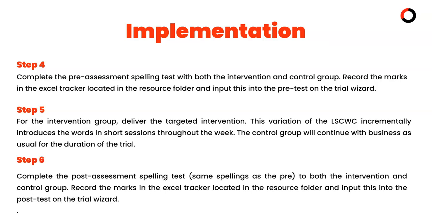And step 6, at the end of the 6 weeks, complete the post-assessment spelling test, which is the same as the pre, to both the intervention and control group. Record the marks in the Excel tracker located in the resource folder and input this into the post-test on the trial wizard. You will then be asked to complete a short process evaluation, and then you'll click Analyze to generate your impact report for your school.